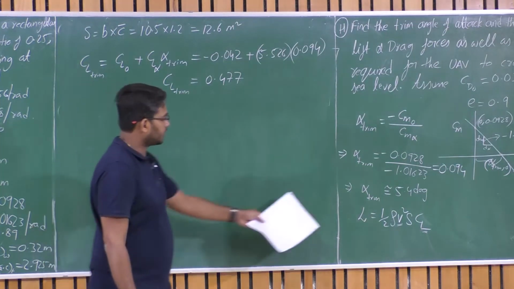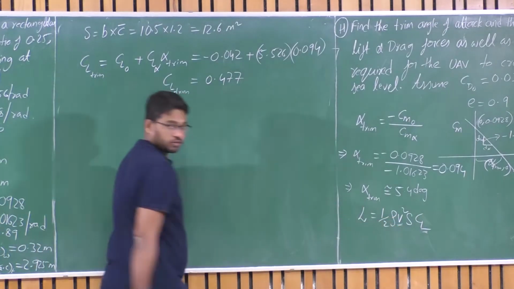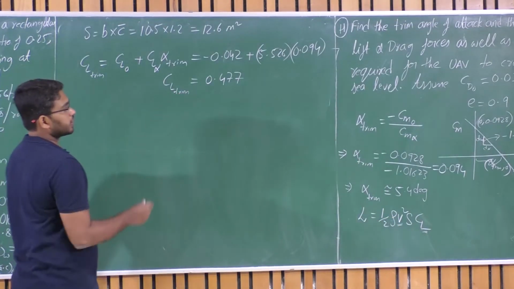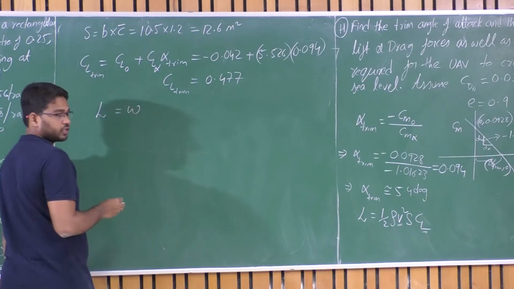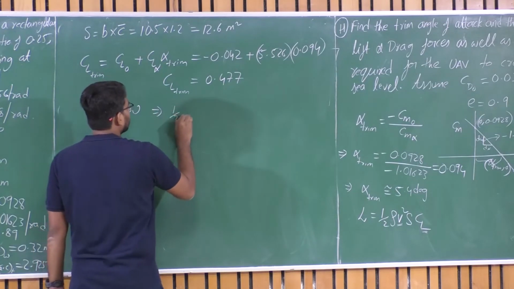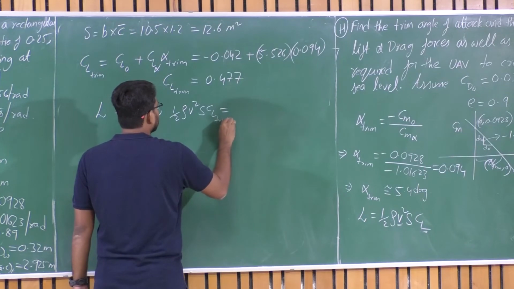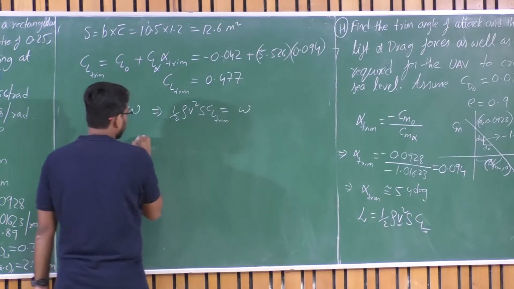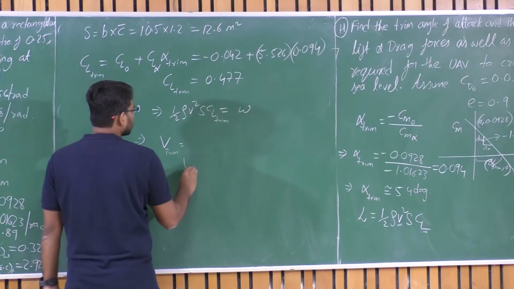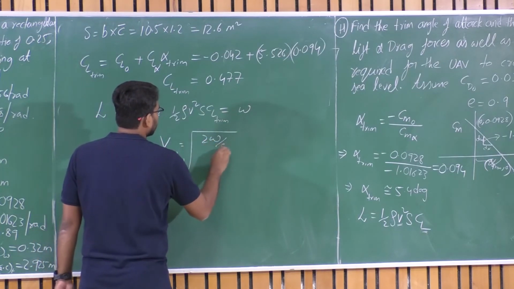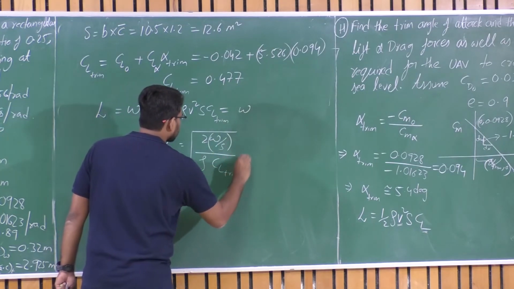So if you substitute CL trim there, you will be able to find out the lift. But we don't know what the corresponding velocity is. Since we are cruising at sea level, during cruise, we know lift is equal to weight of the configuration. This implies half rho S times CL trim is equal to W. This implies V trim is equal to root over 2W, or twice the wing loading, upon rho CL for trim.